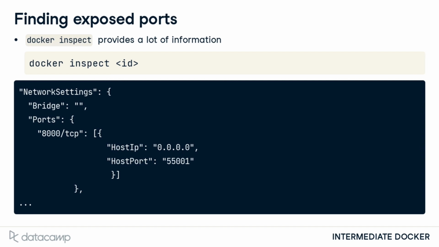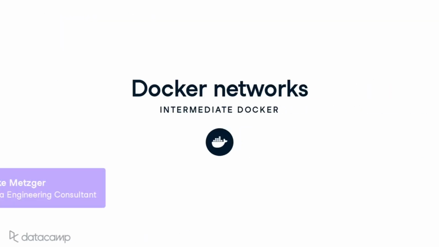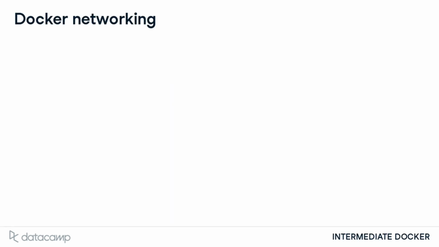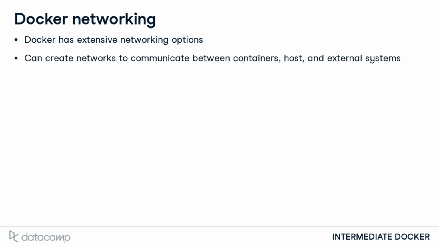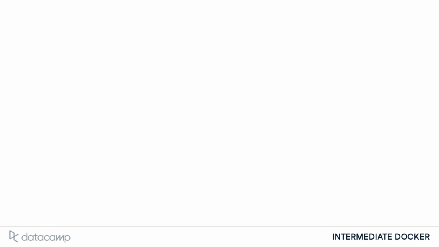troubleshooting situations. Let's talk about creating networks within Docker and some of the capabilities we gain when doing so. Docker has extensive networking options, allowing the use of containers in many different situations. We will only cover a few options, but Docker can create networks to communicate between containers, the host, and external systems. Let's review several of the commands you'll be working with.